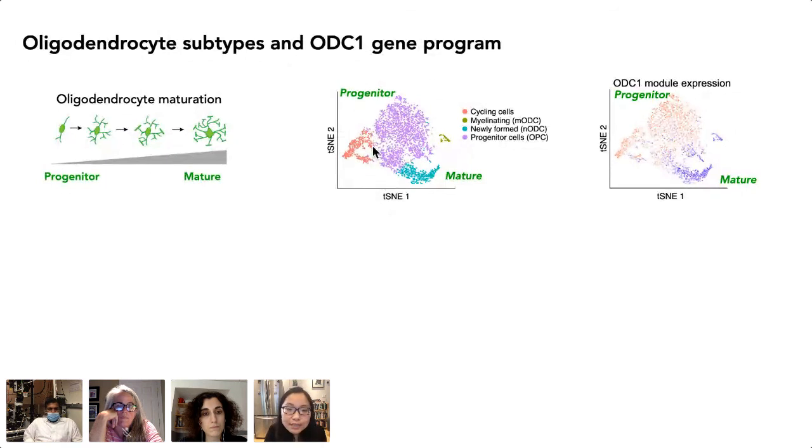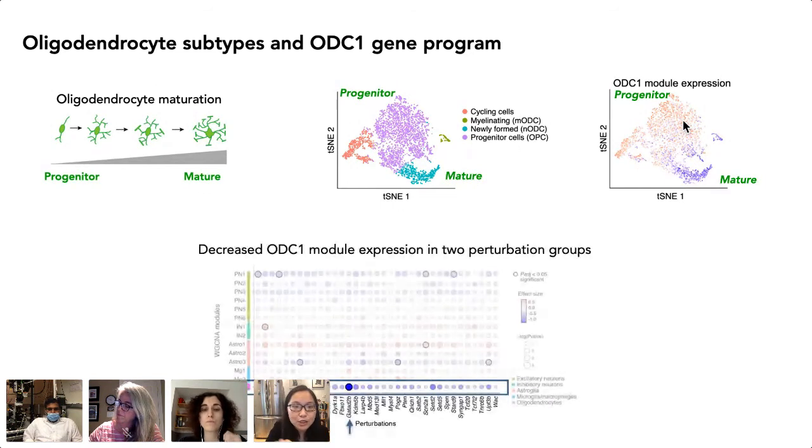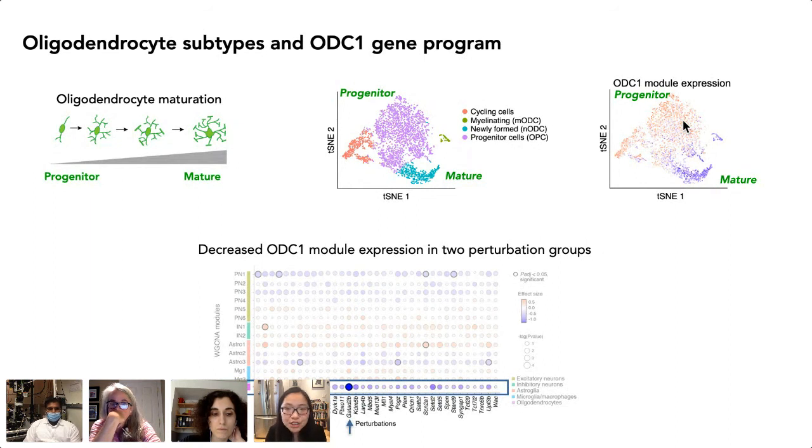And this ODC1 module that I showed you seems to be highly expressed in the north part of the plot, which resembles the progenitor signature. We found that perturbation of 2 autism risk genes, CHD8 and GATAD2B, led to decreased expression of this ODC1 module. And CHD8 is a very interesting gene. It's a chromatin modifier and can recruit histone protein to negatively regulate Wnt signaling.